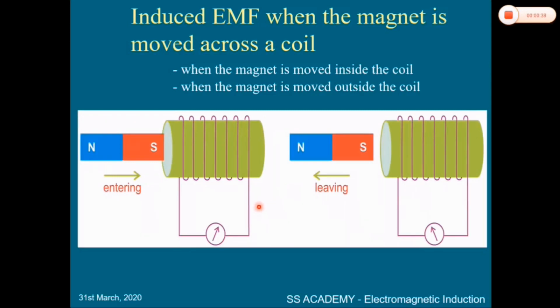If you move the coil instead of the magnet, suppose we move the coil instead of this magnet, what will happen? The meter still shows a current. It means that an EMF is induced whenever there is relative motion between the magnet and the coil.